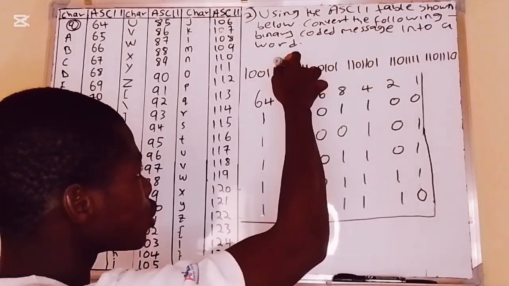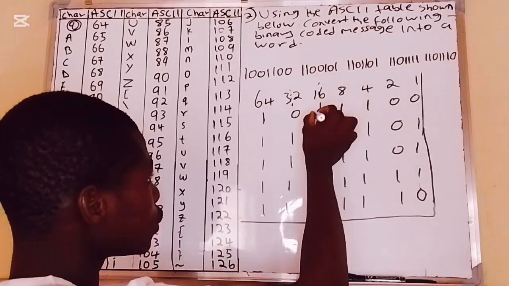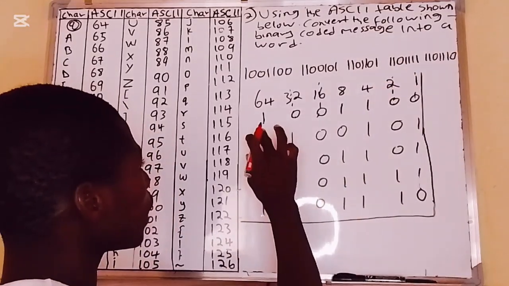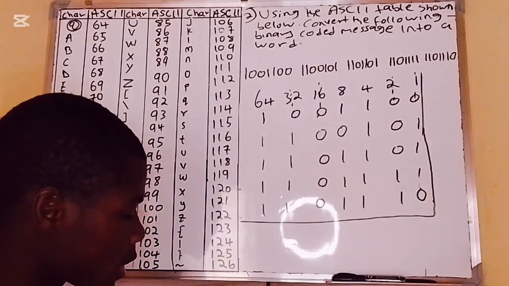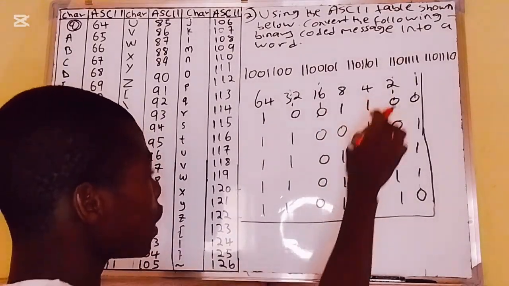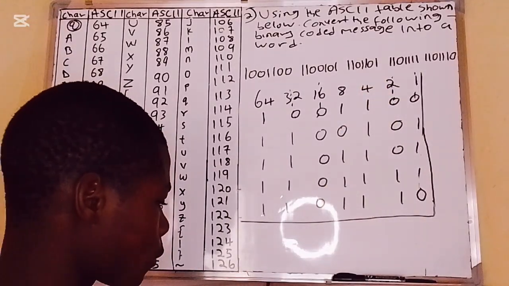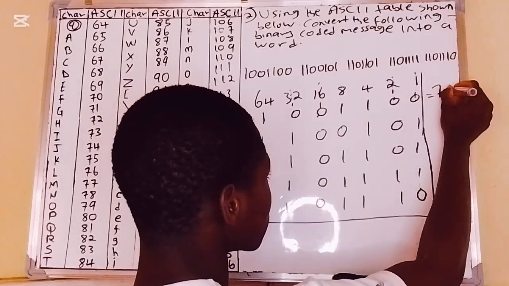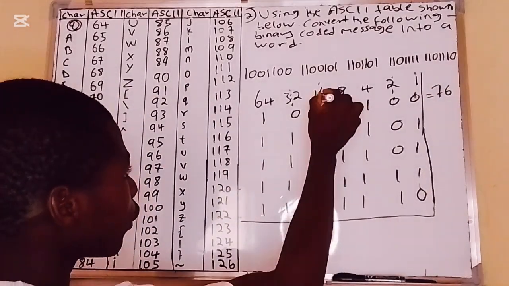We all know that this is 0. We get rid of this 0, and also this 0, and this 0. So we are going to deal with 1, 1, and 1. So I have 64. 64 plus 8 plus 4. With 8 plus 4, it will give me 76.